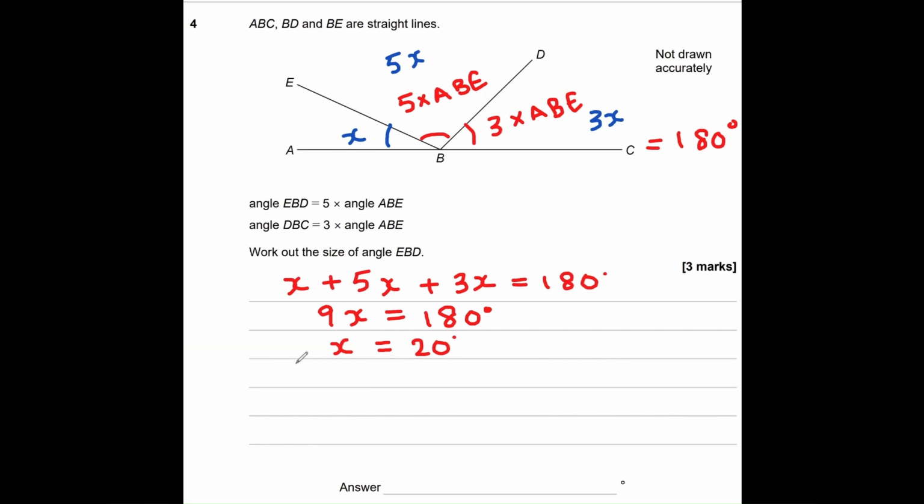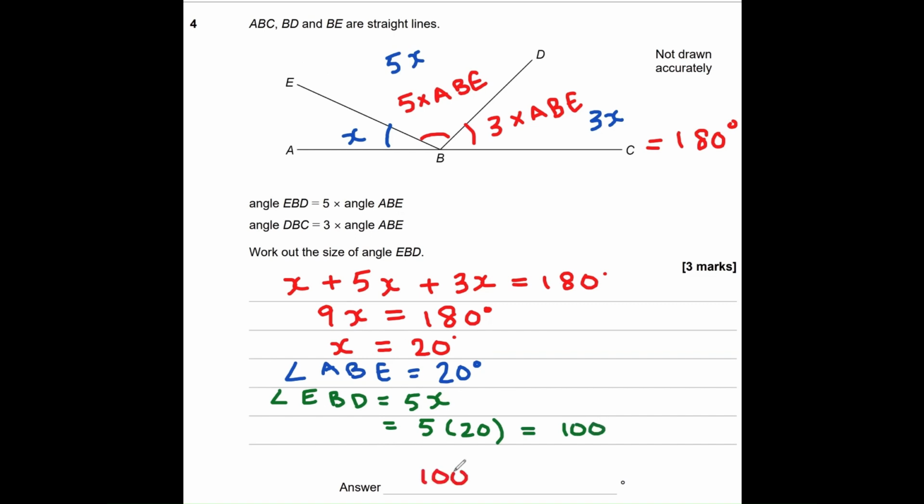So we know that angle ABE is 20 degrees. But we don't need to find this angle. We have to find angle EBD. So angle EBD is 5x, so 5 times x. So that would be 5 times 20, which is equal to 100. So angle EBD is equal to 100 degrees.